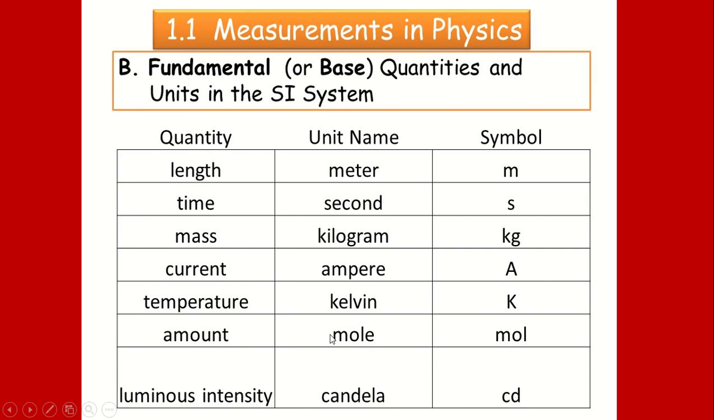Amount of substance, that is mole, and in short form you can write mol. Luminous intensity, that means how much intense a light is. Okay, so luminous intensity, because you can get light from a candle, from a bulb, so the intensity of light will be greater for which case? Obviously from the bulb, than that of the candle. So luminous intensity is measured by the unit candela, and it is written in the short form cd.